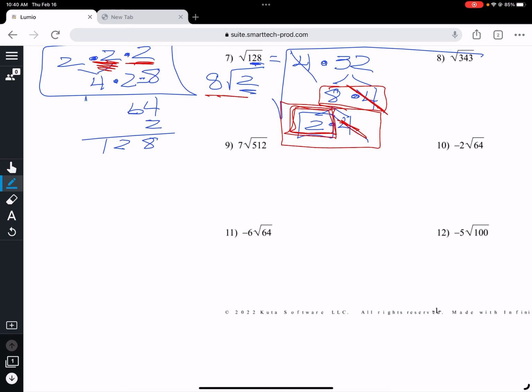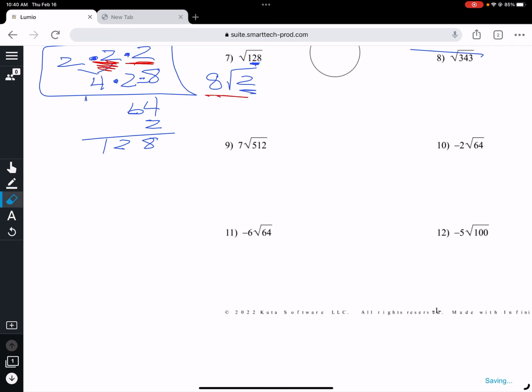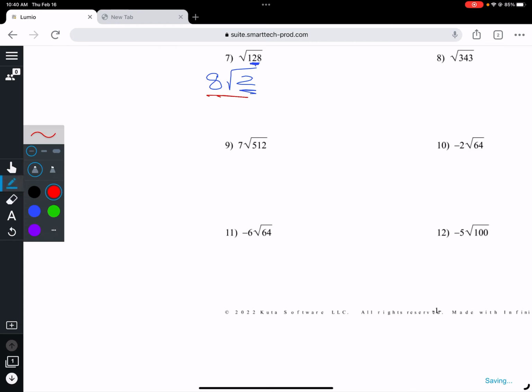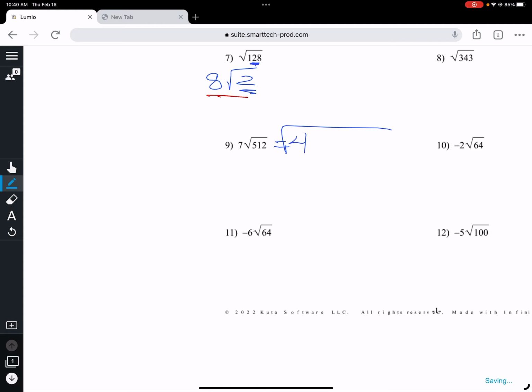All right, number 9. Look at those last 2 numbers. What goes into 512? 4. Oh, wait, what? Hold on. You said 4 times what? 4 times 128? What number did we just do? 128. So we get to use what we just did.